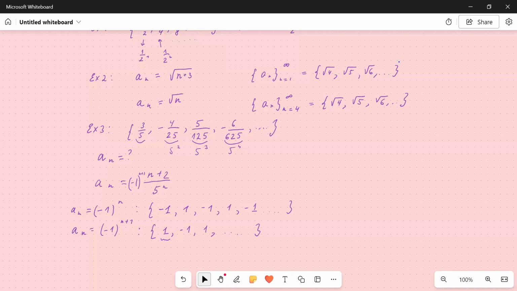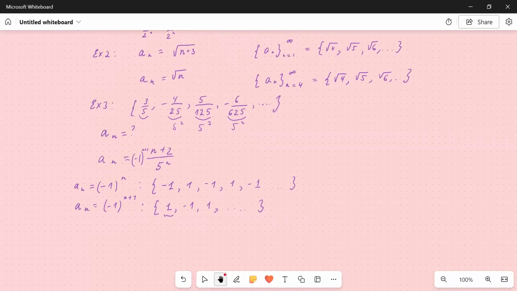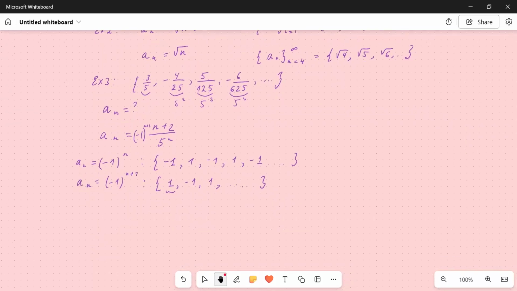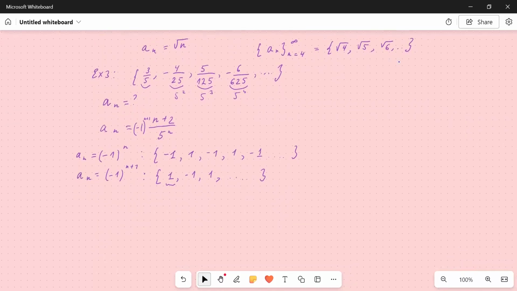Very nice. Let's consider some unusual sequences. Not always is a sequence going to be given by a formula. Sometimes a sequence is going to be given by a connection between the terms. Let's consider the so-called Fibonacci sequence.